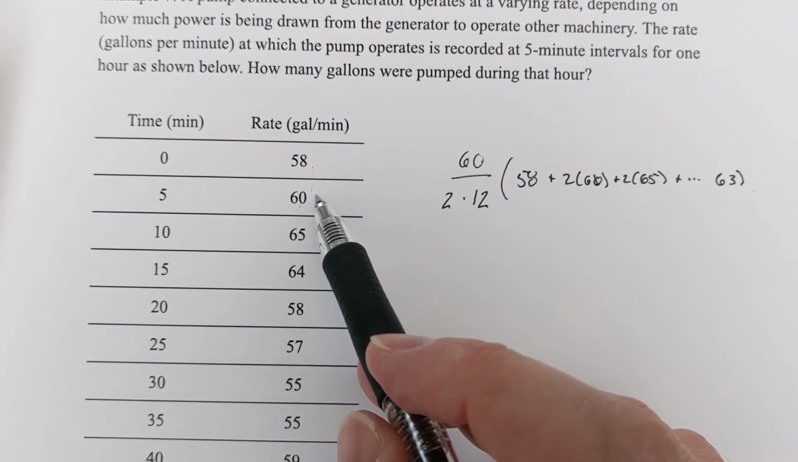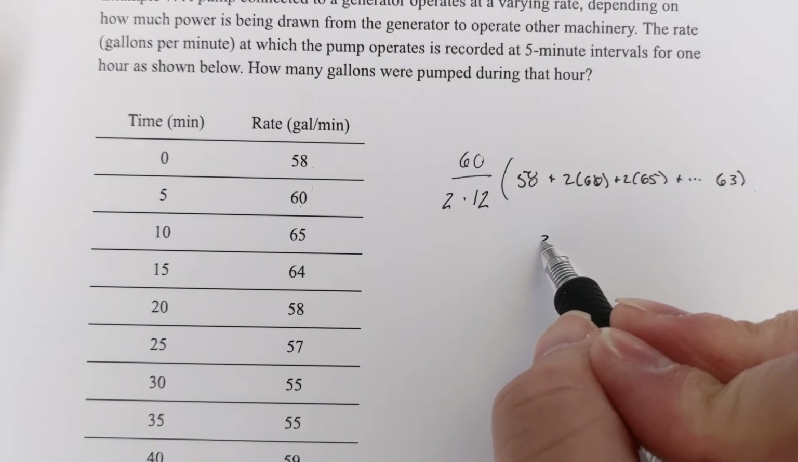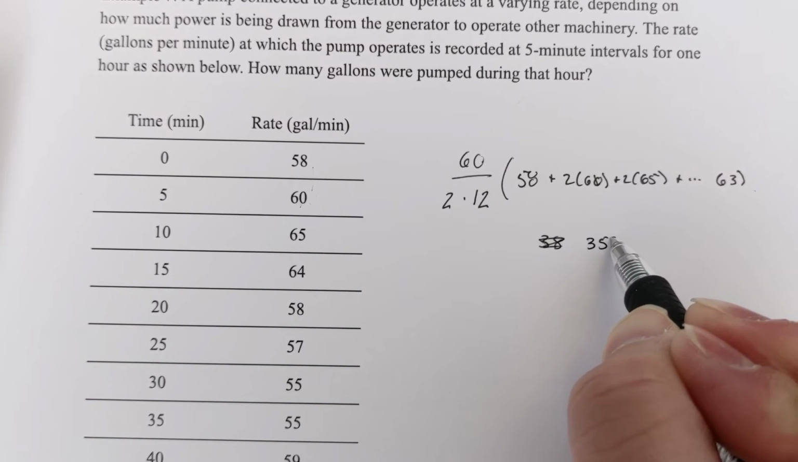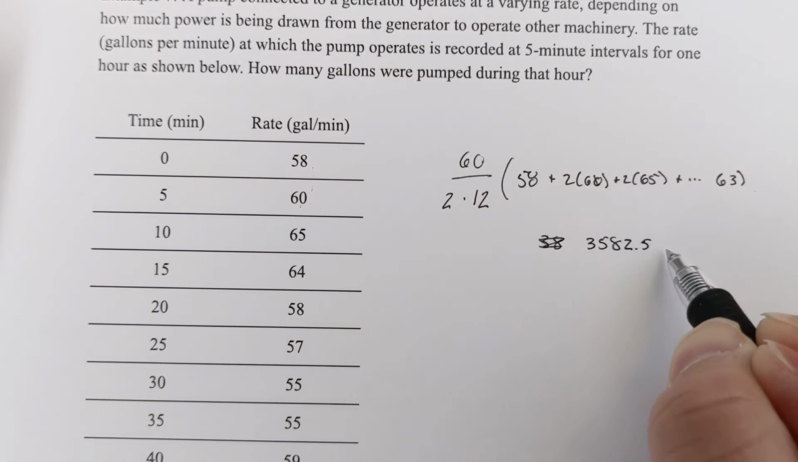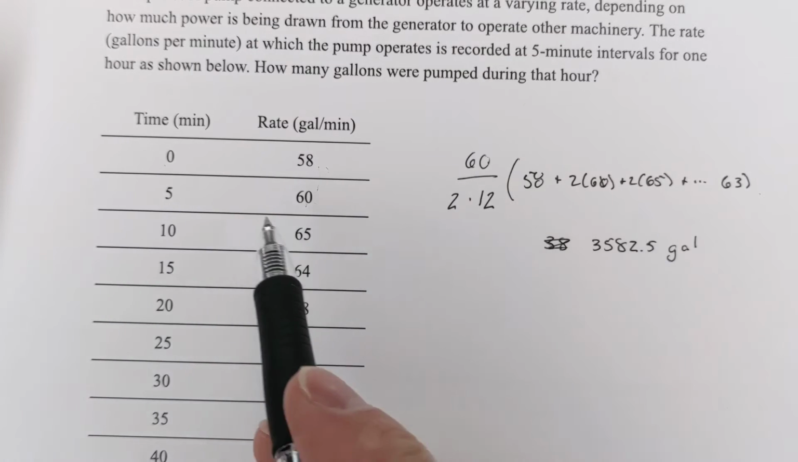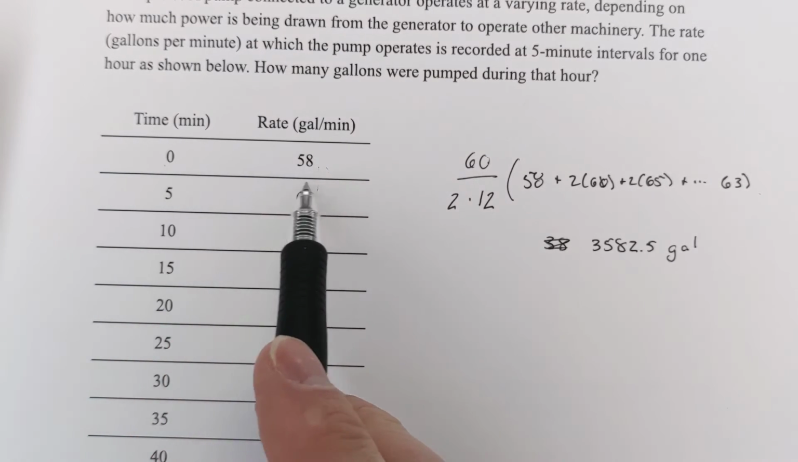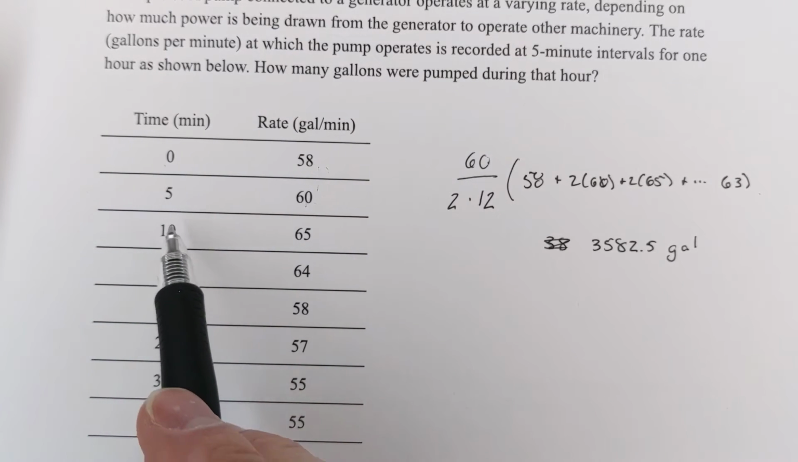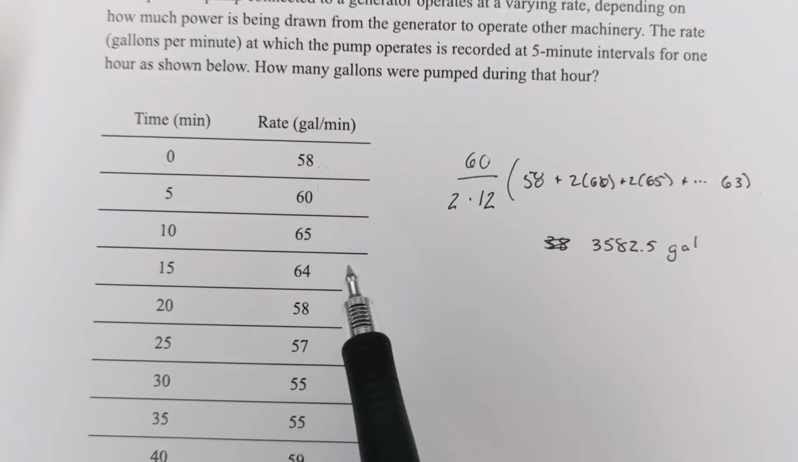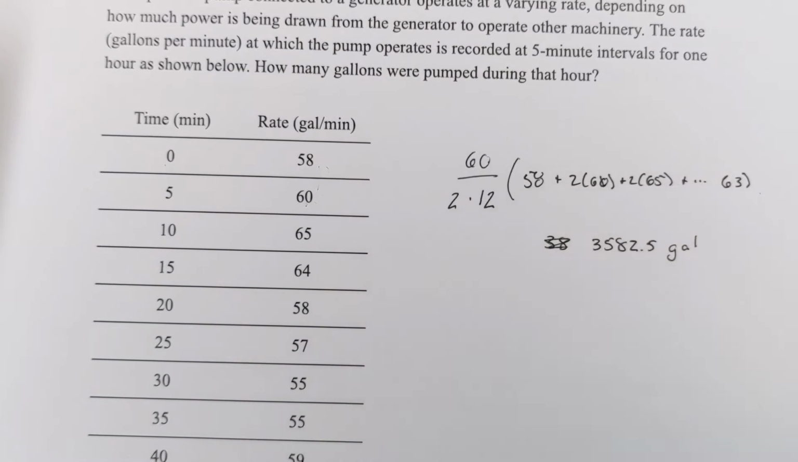If you work this all out, you get 3,582.5 gallons total pumped, if this is our rate and that's the time. So what we're doing is we're making a bunch of trapezoids with 5-minute increments across the bottom, and the heights change. And this is adding them all up.